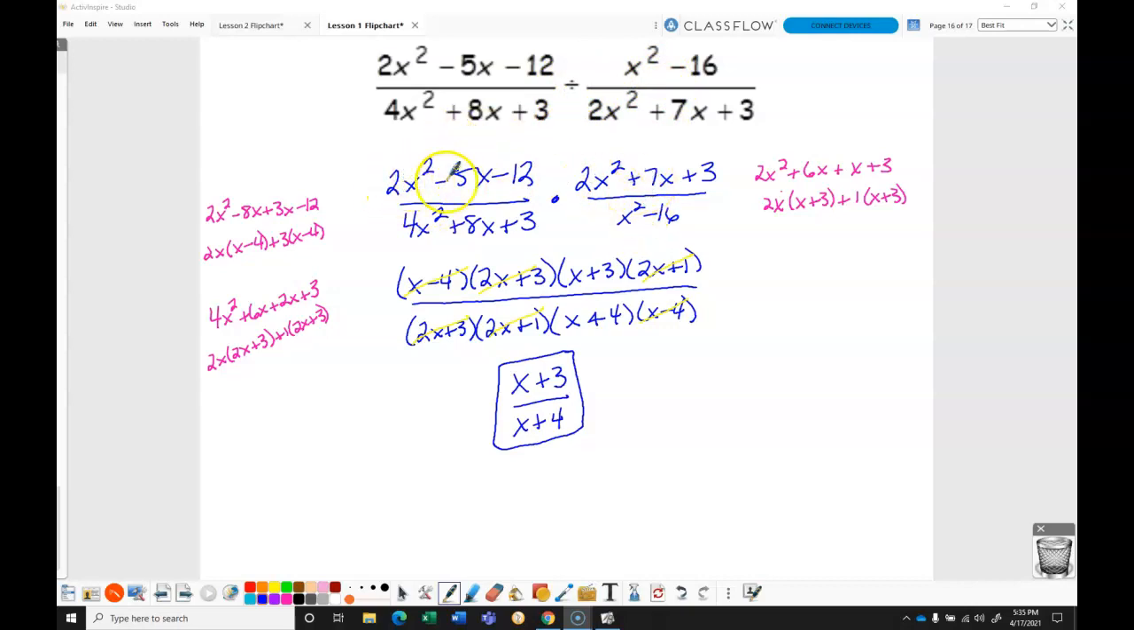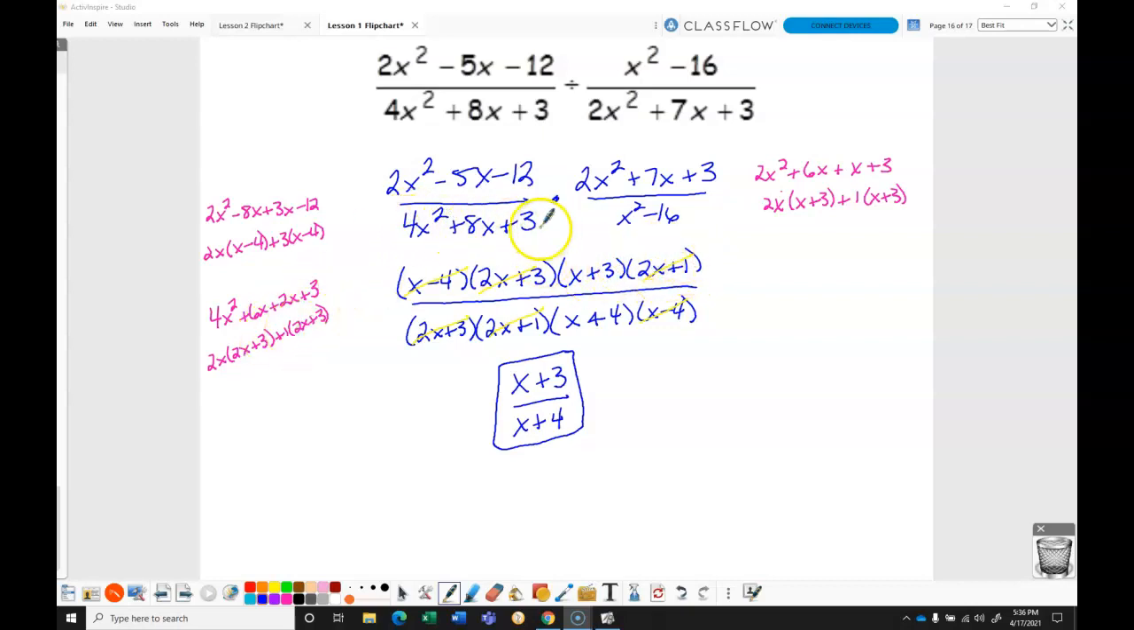So when it came to the 2x squared minus 5x minus 12, I came over here and did factoring by grouping and said that what multiplied to negative 24 and added to negative 5 was negative 8 and 3. And then that's how I came up with my two factors there. And with this one, what multiplied to 6x, or 6, and added to 7 was 6x and 1x. So that's how I got my x plus 3 and the 2x plus 1.